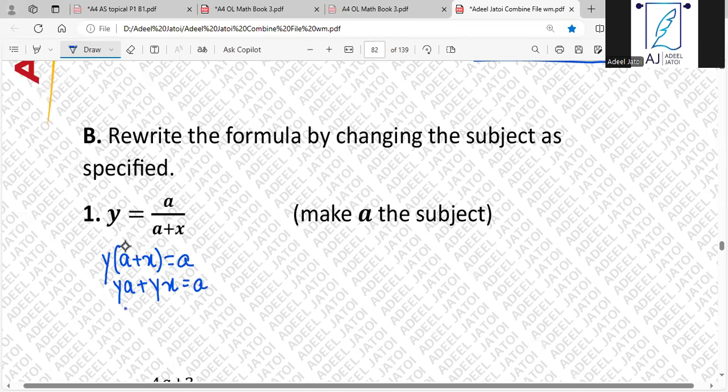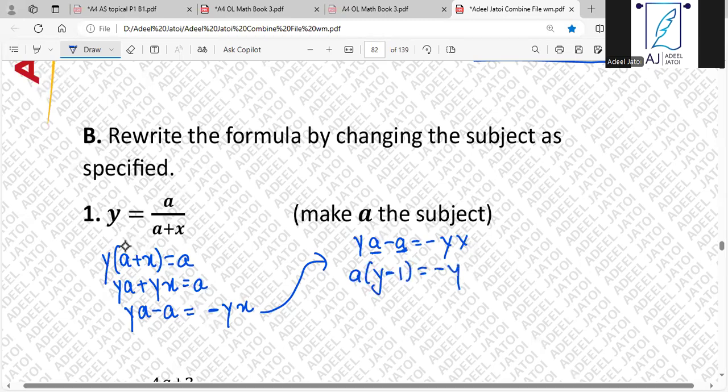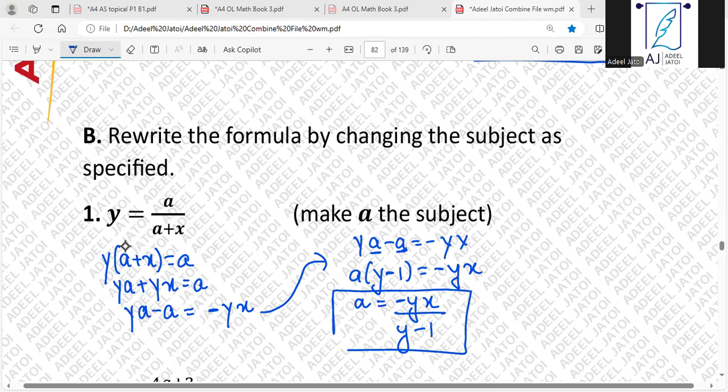Can I have a's on one side? That would be ya minus a is equal to minus yx. Now we can take a common. So a times y minus 1 is equal to minus yx. Once we take this as common, we can now divide, since this is being multiplied. Minus yx will be divided by y minus 1. So a becomes minus yx upon y minus 1.